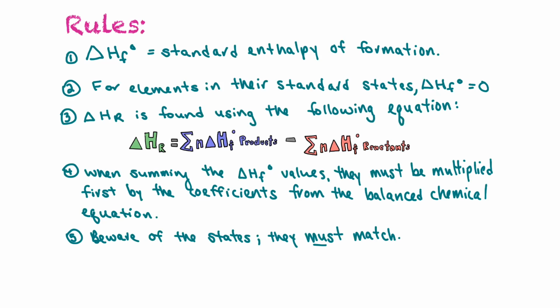The delta H of reaction is found using the following equation: the sum of the delta heat of formation of the products minus the sum of the delta heat of formation for the reactants. When summing the delta heat of formation values, they must be multiplied first by the coefficients from the balanced chemical equation. We also have to be aware of the states because they must match. So when you're looking up the delta H of formation, make sure that you're looking up the correct state, like gaseous water vapor versus liquid water.